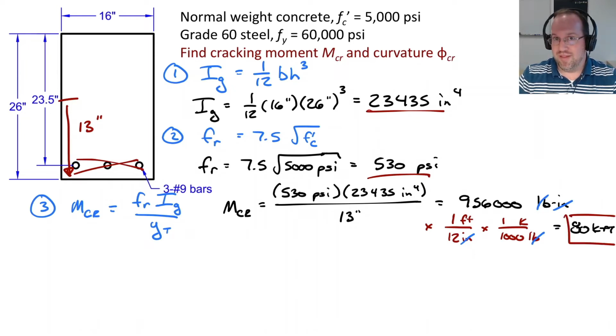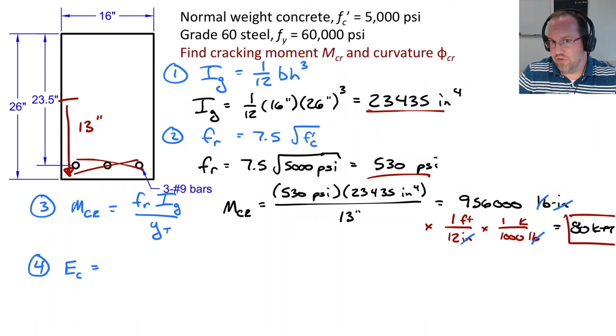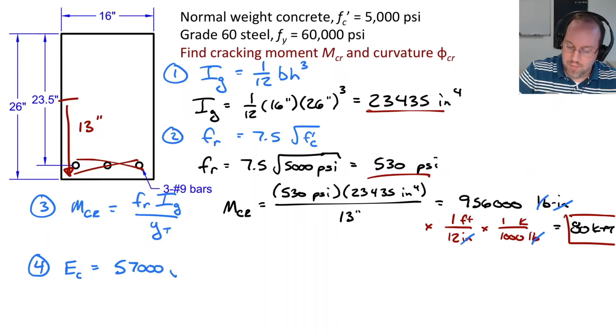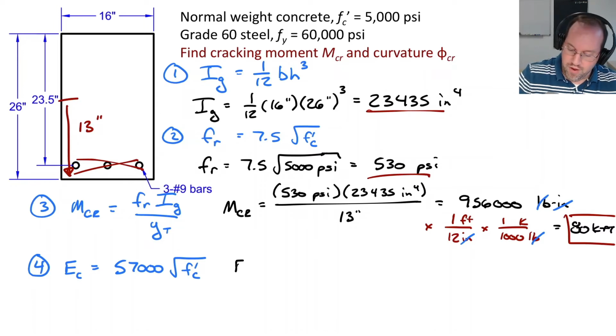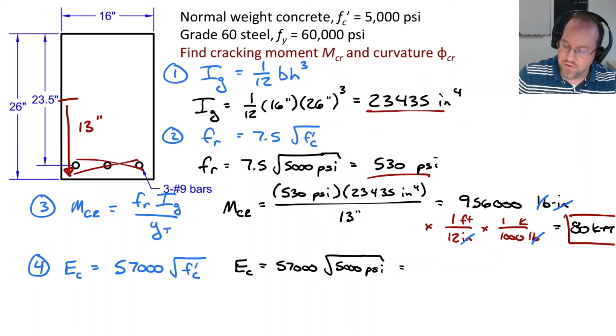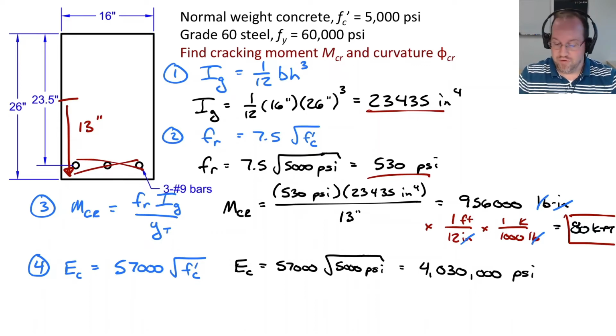Now that we have a cracking moment, let's go ahead and get a curvature. To do that, I'm going to need to know my modulus of the concrete, or the elastic modulus. So that's E sub C. And if we look in section 19.2.2.1, we can find that for normal weight concrete this is 57,000 multiplied by the square root of f'c. Again, everything in here has to be in terms of PSI. So if I plug those numbers in, 57,000 multiplied by the square root of 5,000 PSI gives me a modulus of 4,030,000 PSI, or 4,030,000 pounds per square inch.